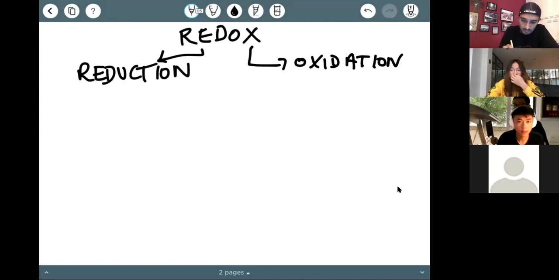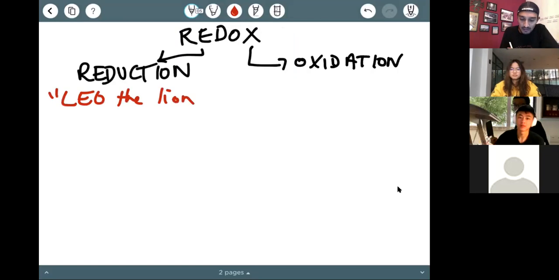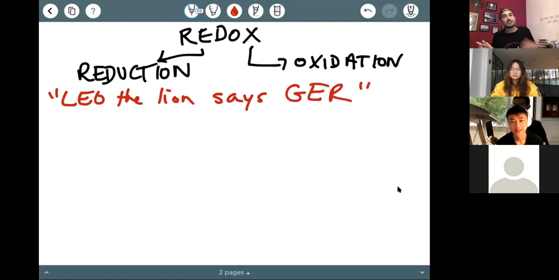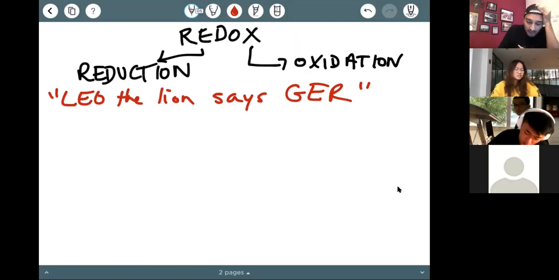Leo. The lion says roar. Leo the lion. You could say Leo the saber if you wanted, but Leo the lion makes sense. Leo the lion says grr. Roar. Okay. Grr, right? So what are we talking about here? Leo is, now this is backwards, so bear with me for a second. Leo stands for what?